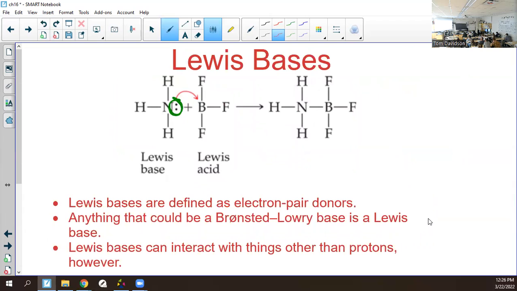Lewis bases are defined as electron pair donors. So this donated the pair, boron took the pair, life's great. Anything that could be a Bronsted-Lowry base is a Lewis base. Lewis bases can interact with other things other than protons, however. So protons are the H plus. So there's no H plus here. Now I'm hitting someone else's knee. I'll just teach closer here.